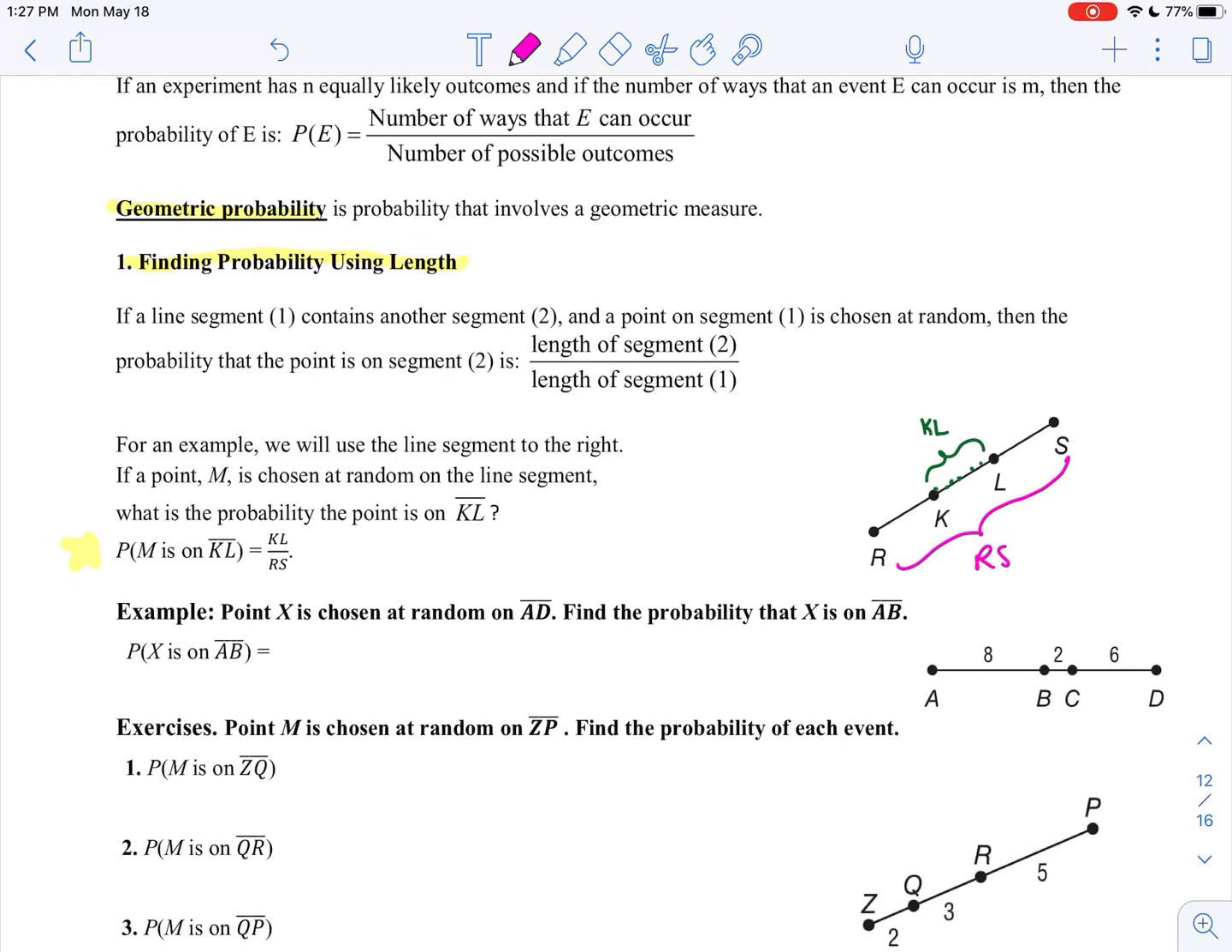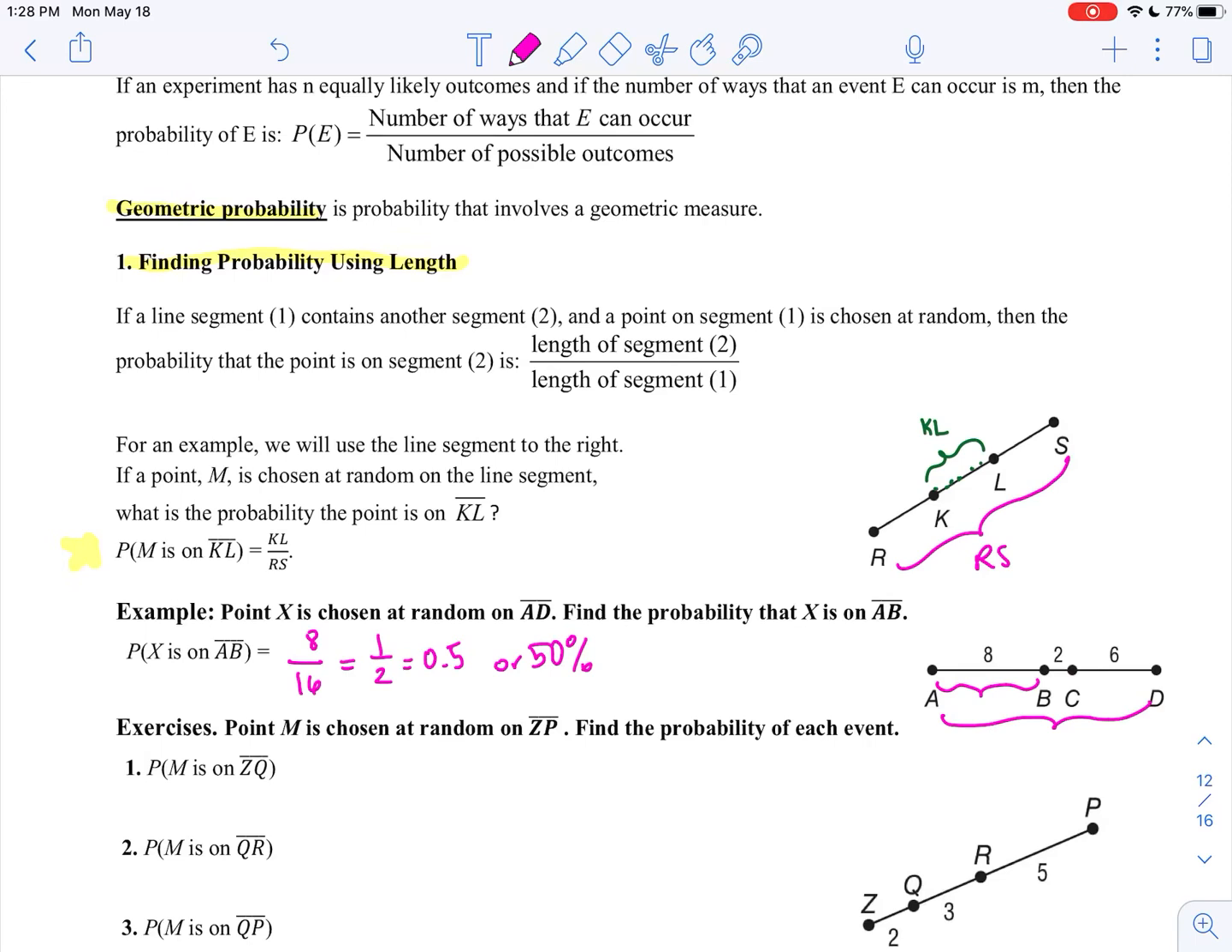On the actual example that we're going to complete together, right below that, point X is chosen at random on AD, which is the entire segment. Find the probability that X lies on AB. So AB is that segment. It has a length of 8. So 8 over the entire segment, which is 16, and that reduces to 1/2. Remember that probability can be expressed as a fraction, as a decimal, or as a percent. So 1/2, 0.5, or 50% is equivalent.